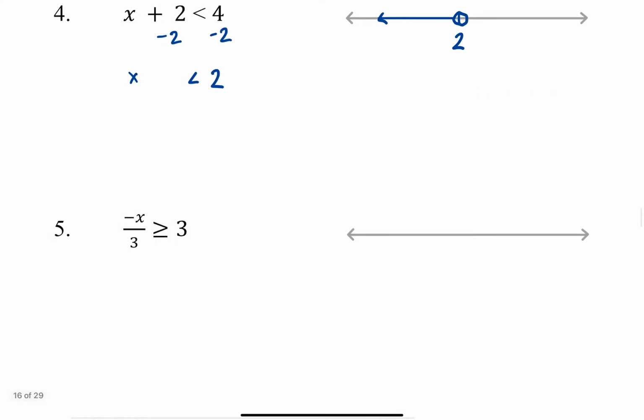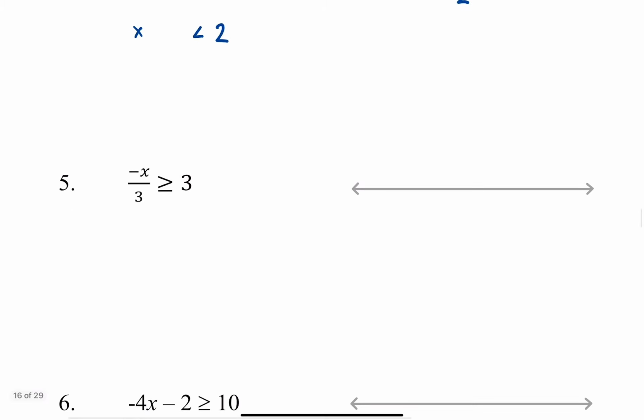In the case of number 5, we have a fraction. We're dividing by 3, so what we need to do is multiply both sides by 3. You could also think of it as cross multiplication if you want to, but the 3's cancel here, so negative x is greater than or equal to 9. And then we divide by a -1, or multiply both sides by -1, however you want to think about it.